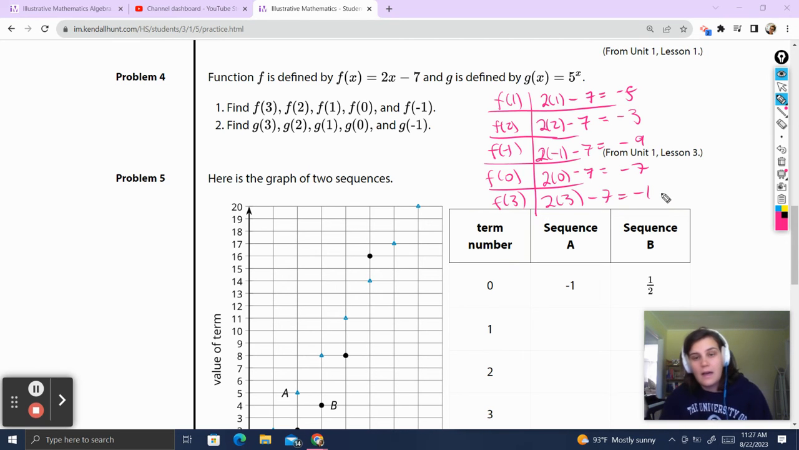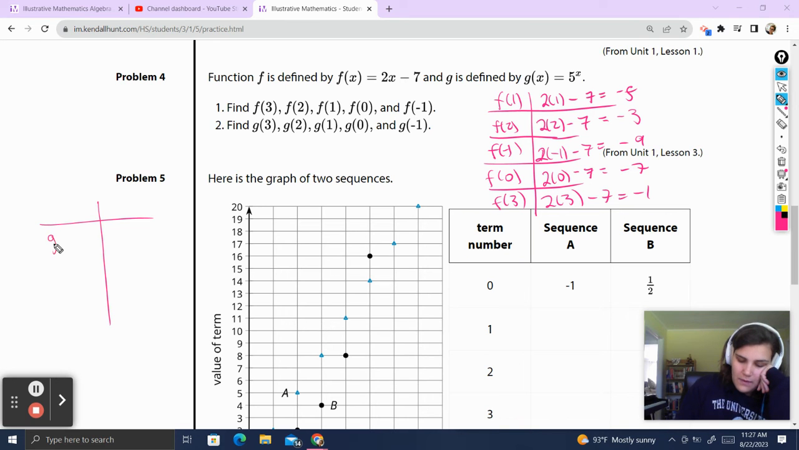And we're done. I like to put it in a table just because visually that helps me understand it a little better. Let's go ahead and find our g's. So we have g of 3, g of 2, g of 1, g of 0, and g of negative 1. And our rule is g of x is equal to 5 to the x power.